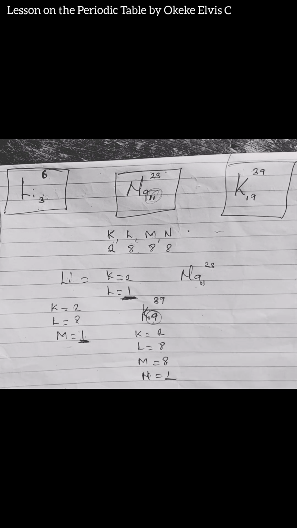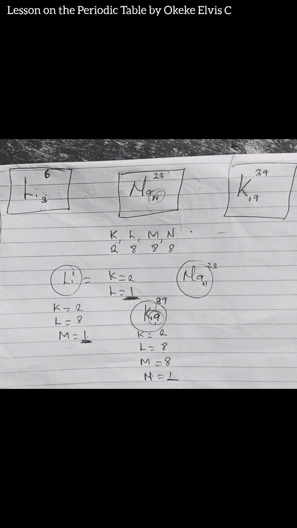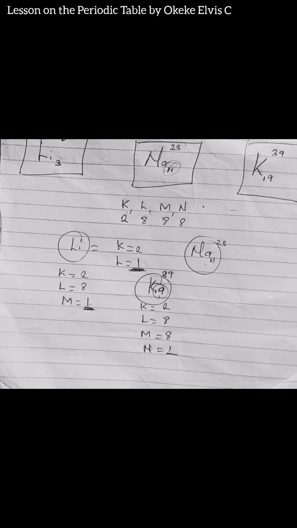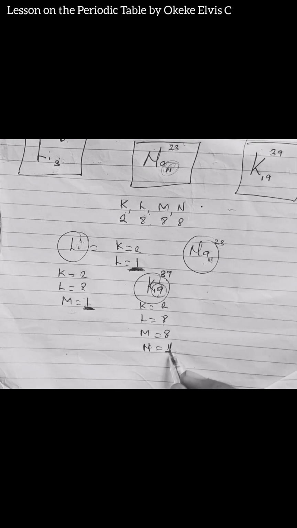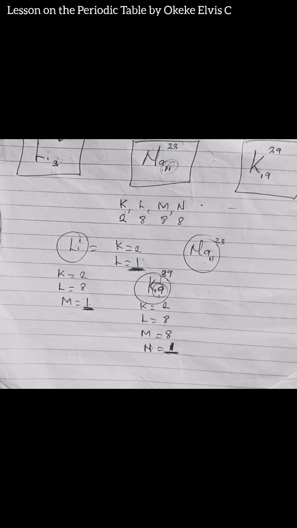So you can see that lithium, sodium, and potassium, which are found in the same group, group 1 family, have the same number of valence electrons, that is 1. If you continue to do it, you see that other elements associated with the group 1 elements have the same number of valence electrons, which is 1. That is why we say that they are monovalent. That means they have just one valence electron. For group 2, they will have 2 valence electrons. Group 3 will have 3 valence electrons.